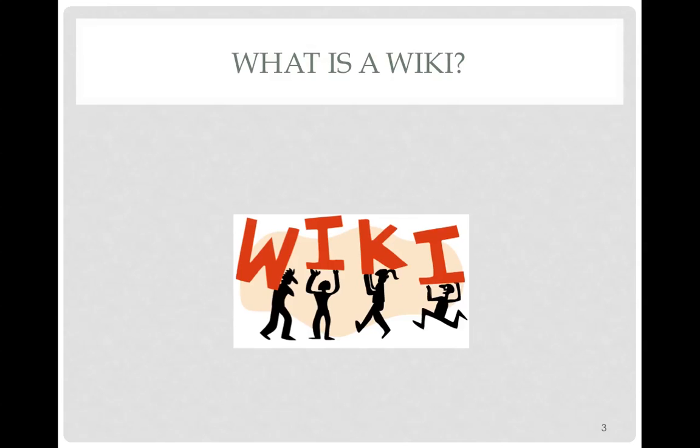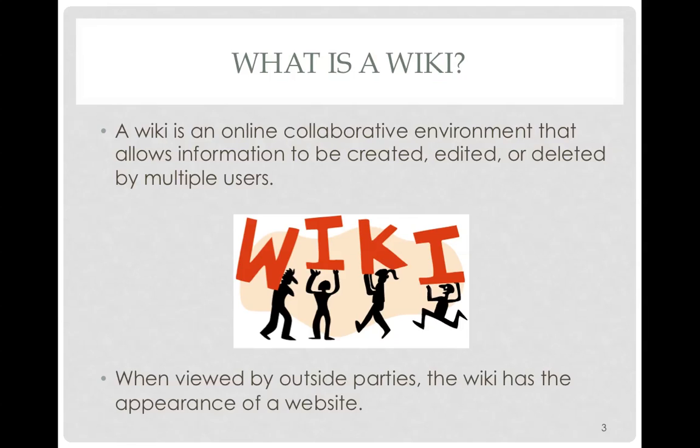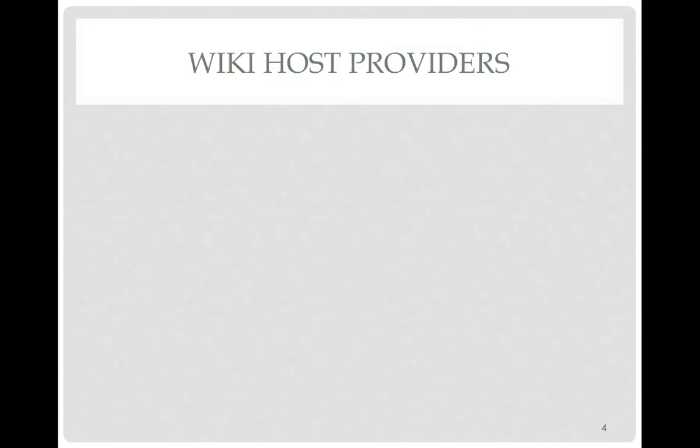So to begin, what is a wiki? A wiki is an online collaborative environment that allows information to be created, edited, or deleted by multiple users. When viewed by outside parties, the wiki has the appearance of a website.